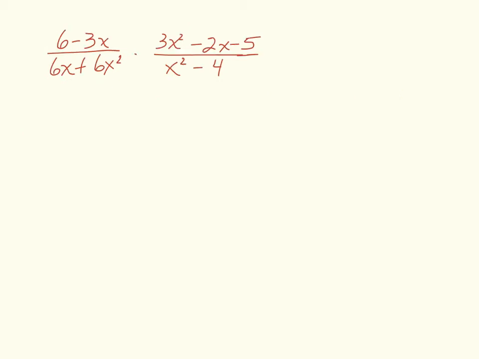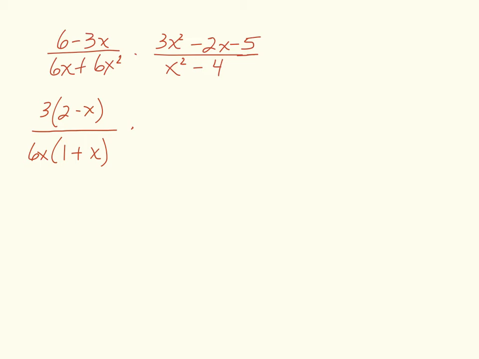Okay, let's try another one. Okay, we're going to start out by factoring. Factor everything. Factor, factor, factor. Okay, so in the first numerator we can factor out a 3. And we're left with 2 minus x. Over. Here we can factor out a 6x. 6x times 1 plus x times.